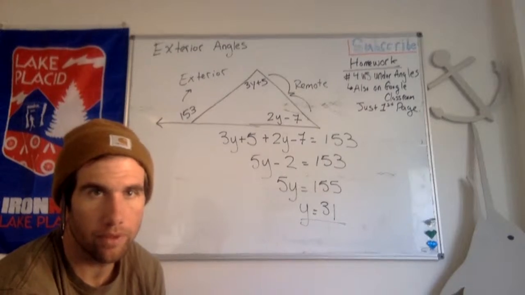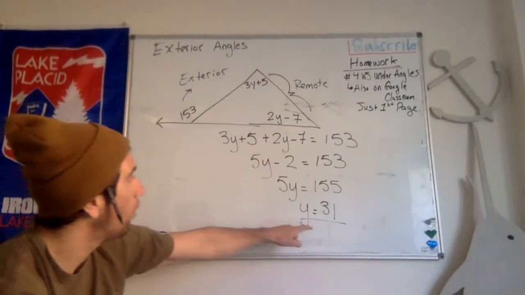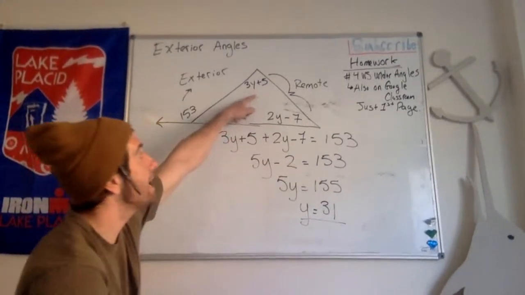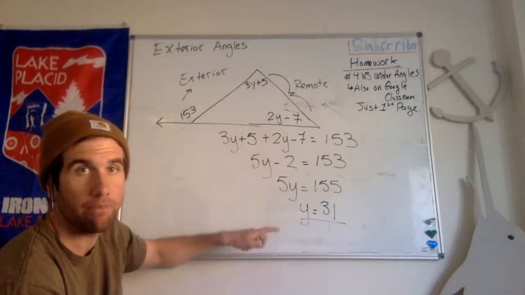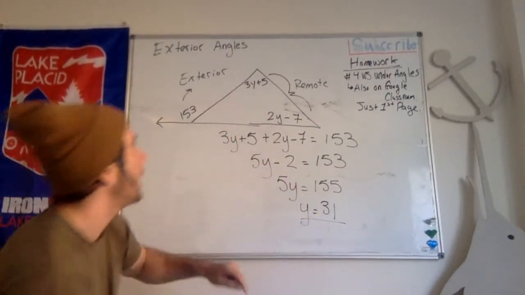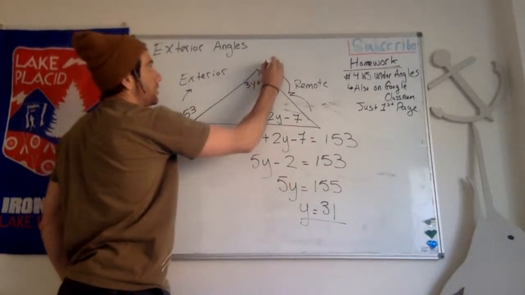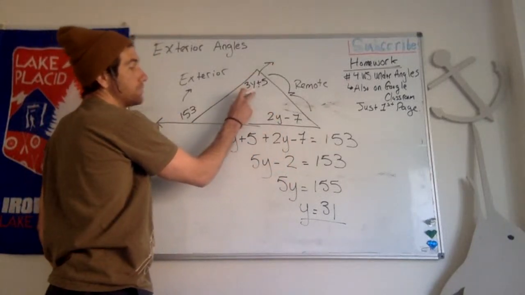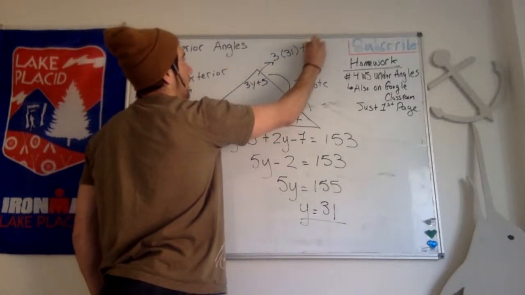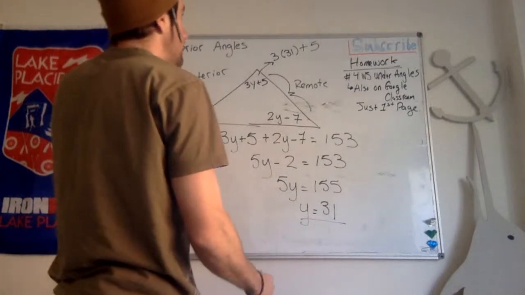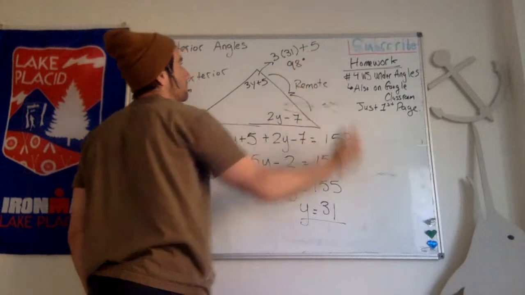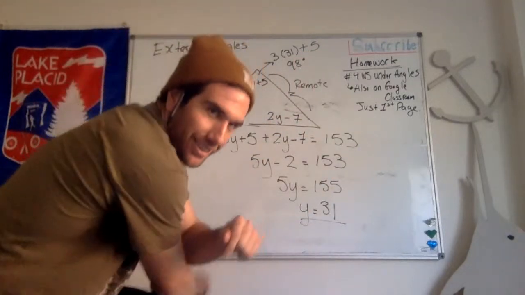Okay? Good job, Renier. All right, you got 31. Now, that's what y equals. That's not the angle measure. The angle measure is going to be when I substitute this number 31 in for y. So right here, I'll do it for the first one. It's going to be 3 times 31 plus 5, okay? And that's going to be 93 plus 5, which is 98 degrees. Ooh, 98 degrees. Great.